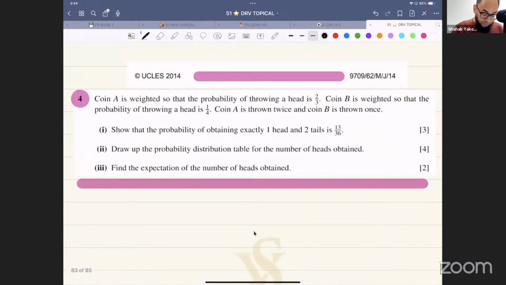And now this question, just have a look. Why don't you see this particular question? It says that coin A is weighted so that the probability of throwing a head is 2 over 3. Now you cannot skip this. Someone asked about this, but you cannot skip it.